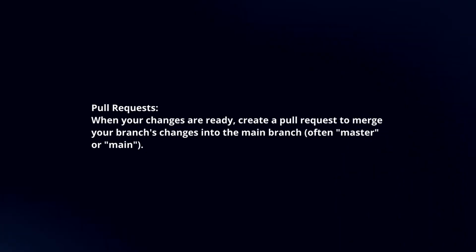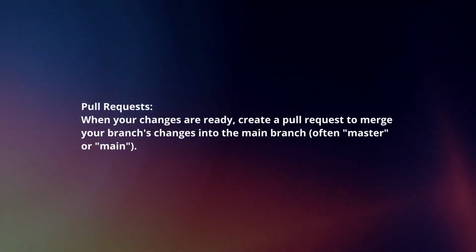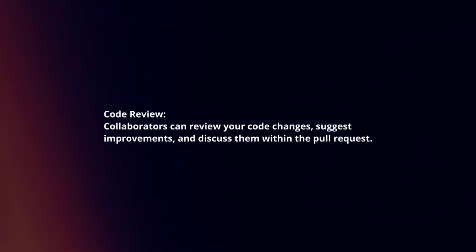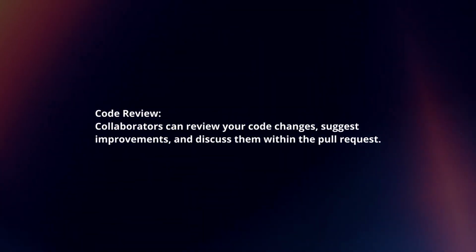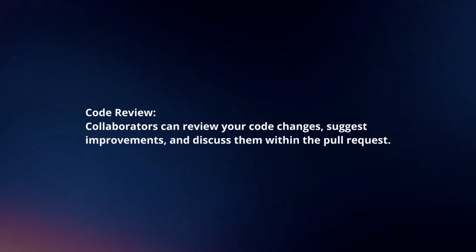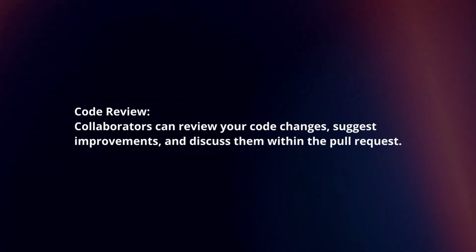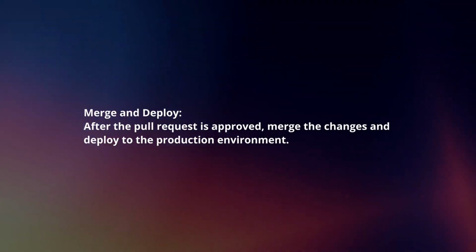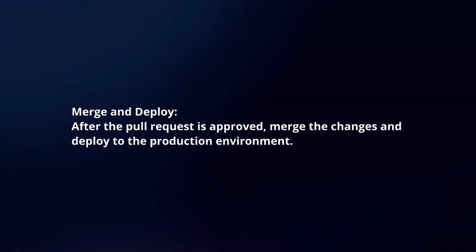Pull requests. When your changes are ready, create a pull request to merge your branch's changes into the main branch. Code review. Collaborators can review your code changes, suggest improvements, and discuss them within the pull request. Merge and deploy. After the pull request is approved, merge the changes and deploy to the production environment.